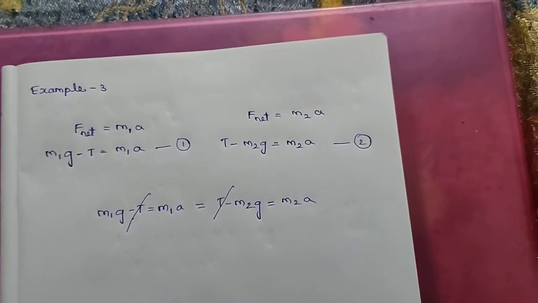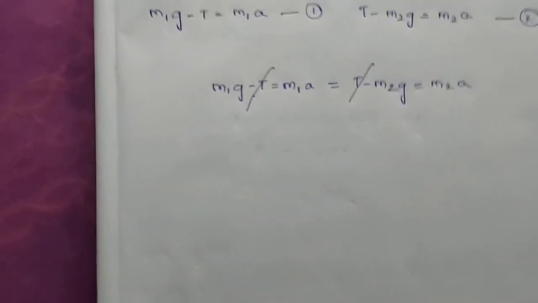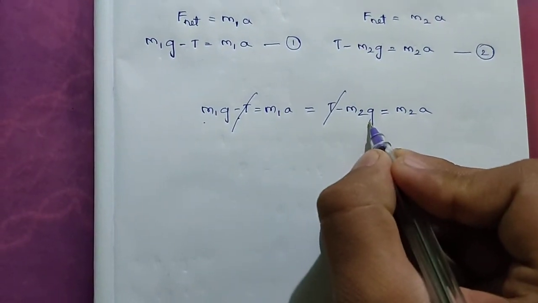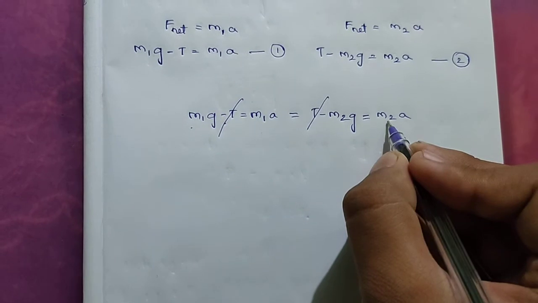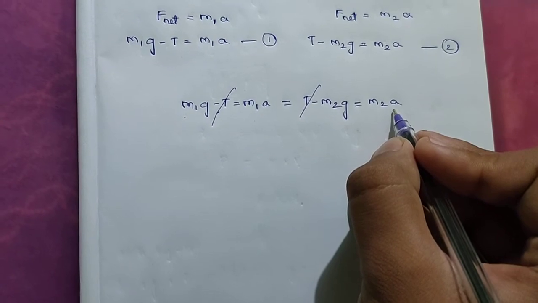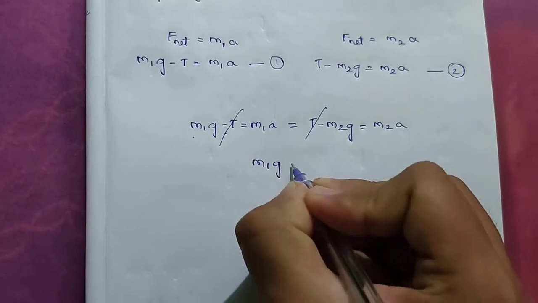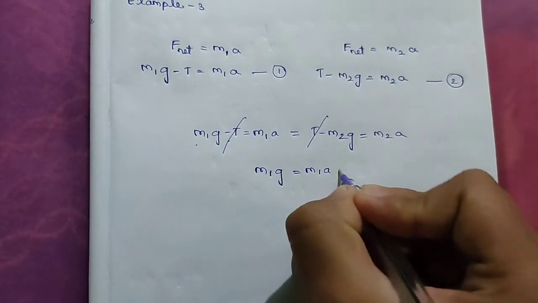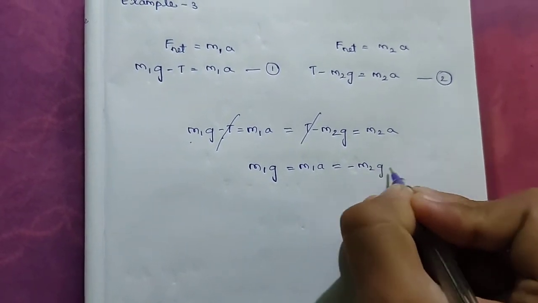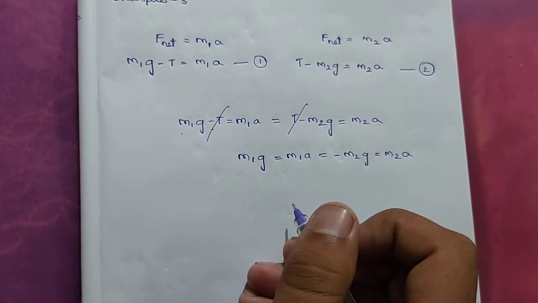Now the remaining terms. Okay, so what are the remaining terms? I'll write it down. Here I have m1g, m2g, and m1a and m2a. So if I need to calculate the value of a, I'll simply write it down once again: m1g minus m2g is equal to m1a plus m2a. So this is the equation.